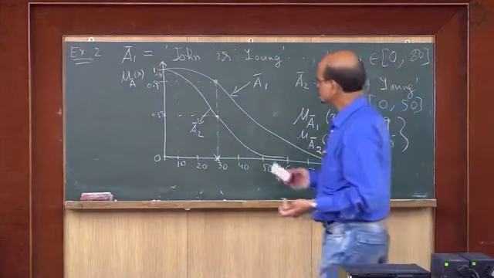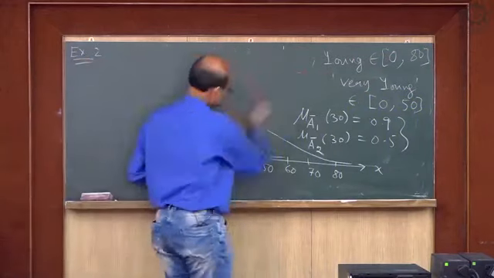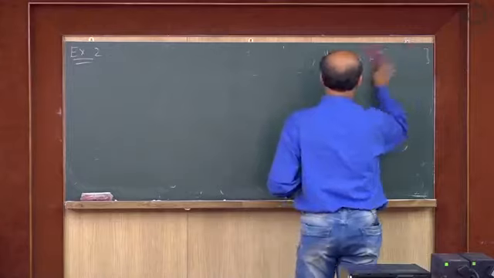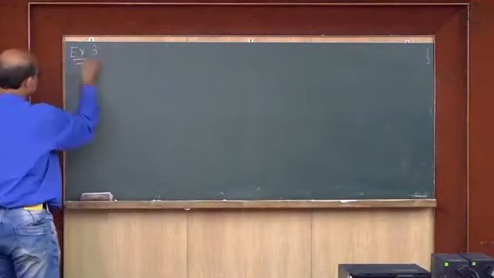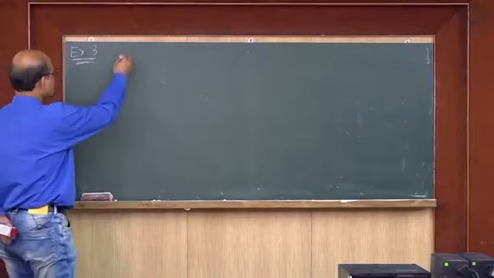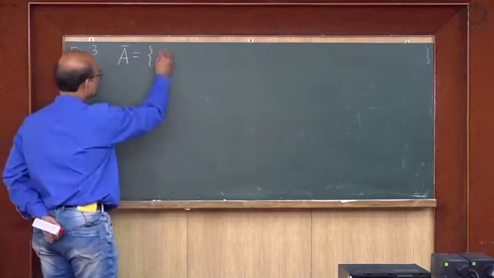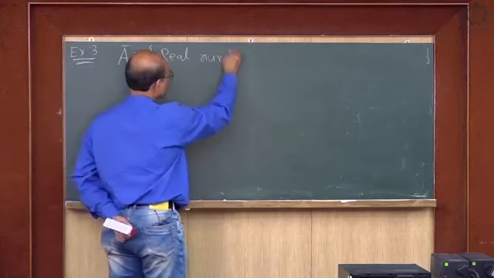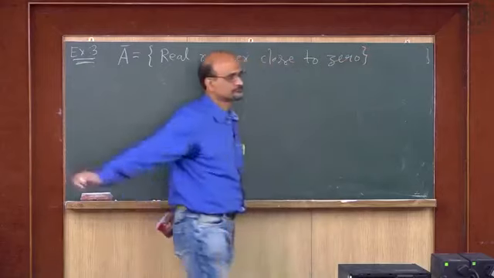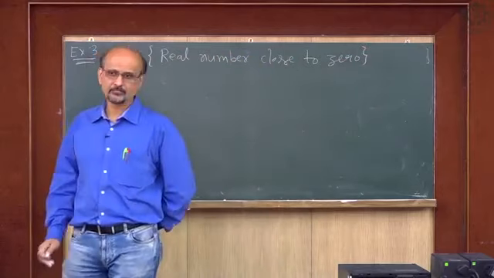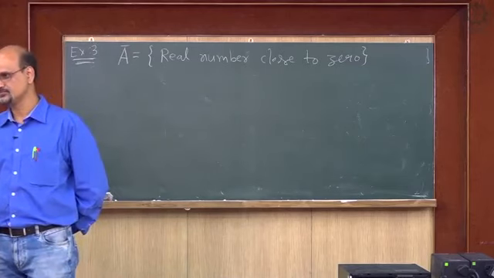Let us come to the third example. Can I erase? So now come to another example. Now I define a fuzzy set A bar, real number close to 0, that is my fuzzy set.